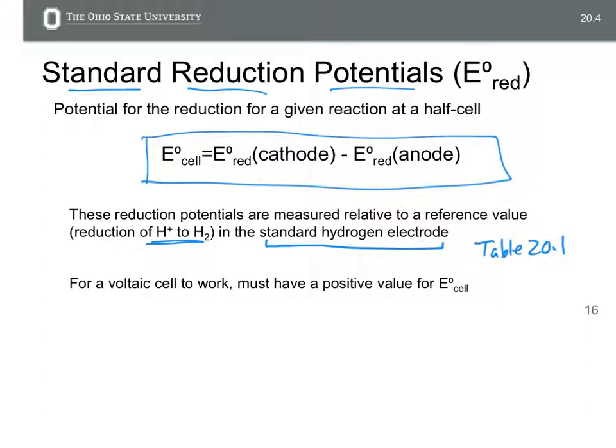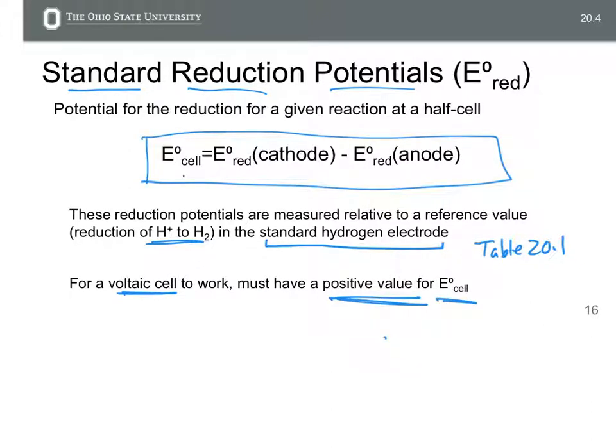I sort of mentioned this, but in order for a voltaic or galvanic cell to work, we must have a positive value for the E cell. And we're going to see that our cell potential is related to our Gibbs free energy. And if the cell potential is positive, we end up with a negative value of delta G, which means it's spontaneous. Okay, so we'll come back to that.